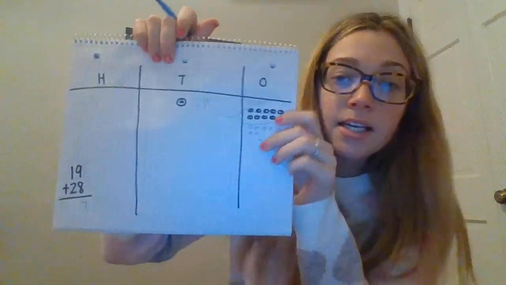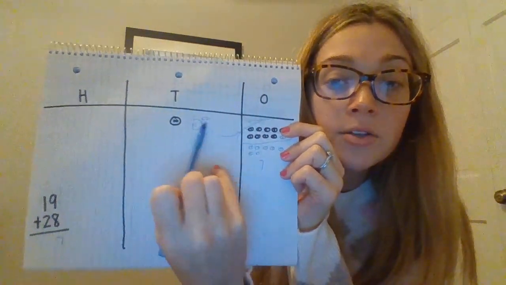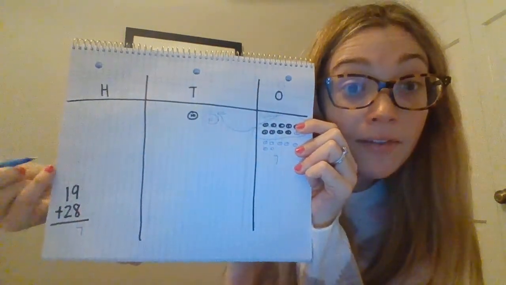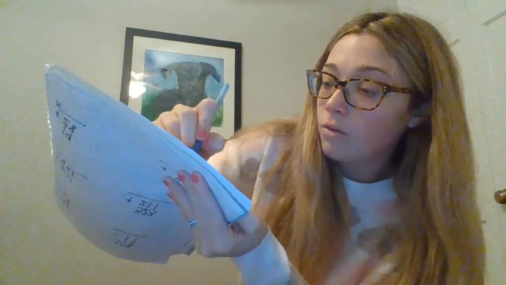And just like I did, right here, I'm moving, I bundled and made a 10. So I have to represent that 10. So I'm going to add it to my 10s column right here.